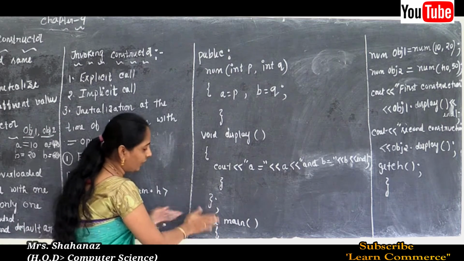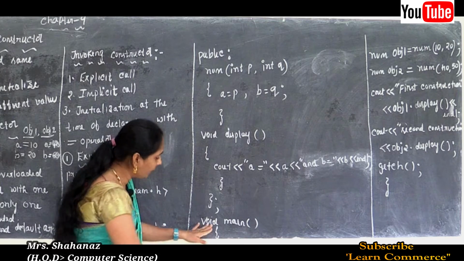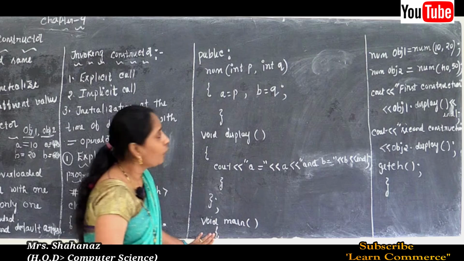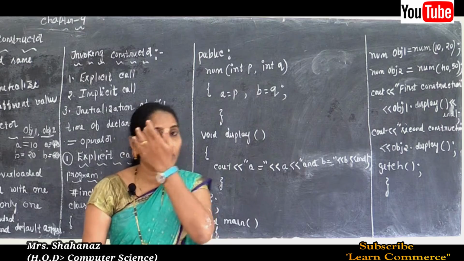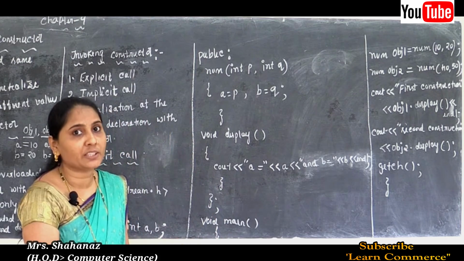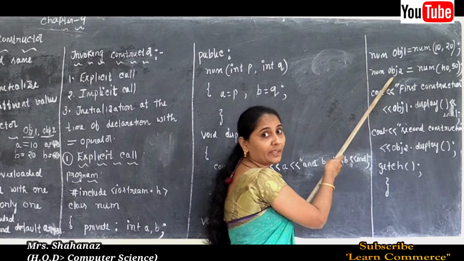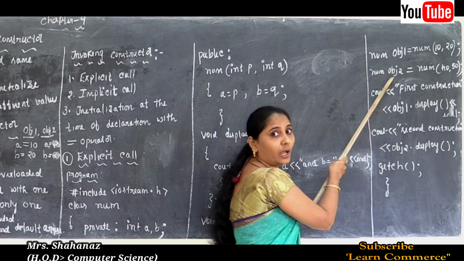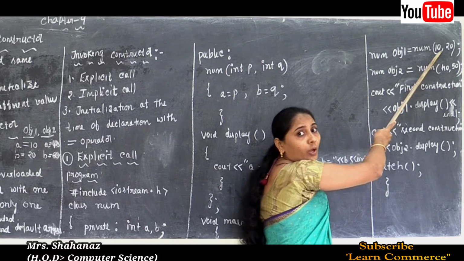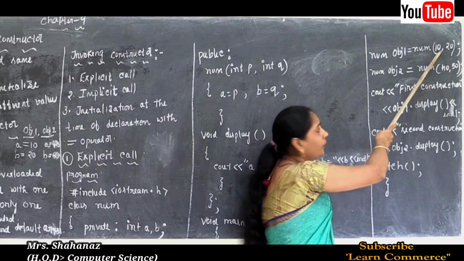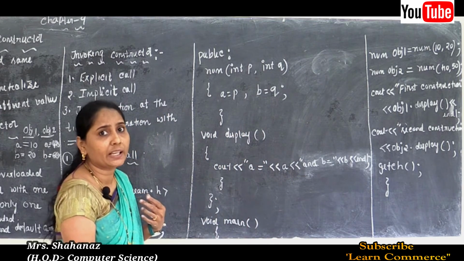So I am going to take the main function. The main function is void main. So in case of void main, we need to open the flower bracket, and next. Now in this line we can say it explicitly. Why? Because in this program the objects obj1, obj2 are called explicitly by using the parameterized constructor. How is it called explicit? Because openly we declared the values for the variables a and b. So we can say that the explicit call means the declaration of an object.